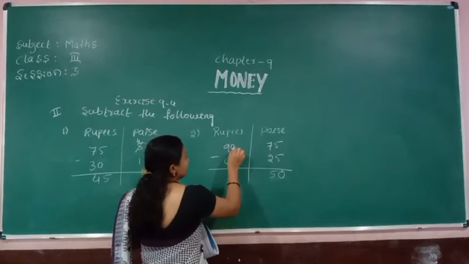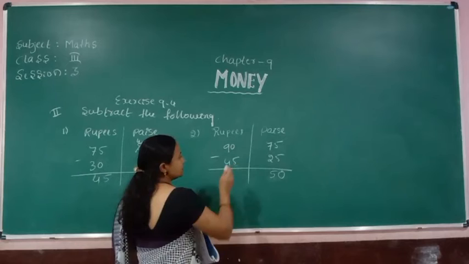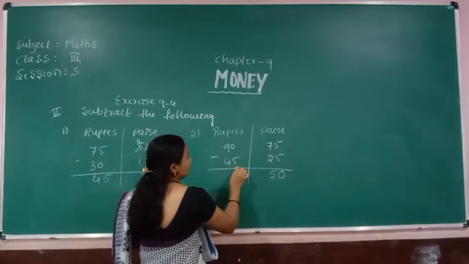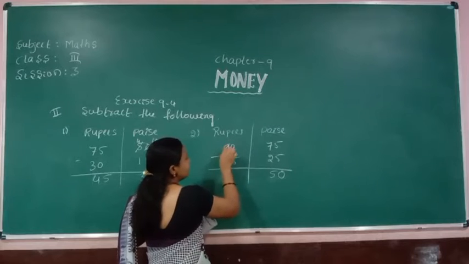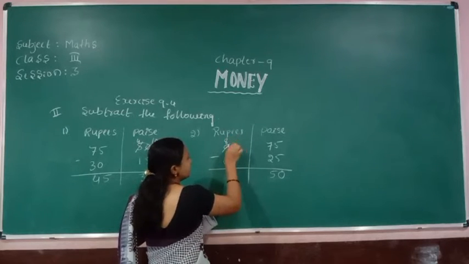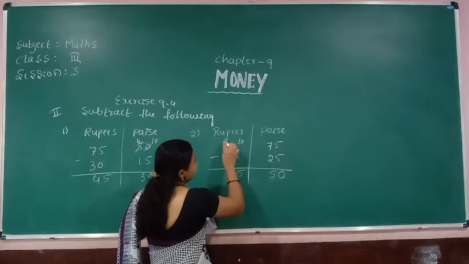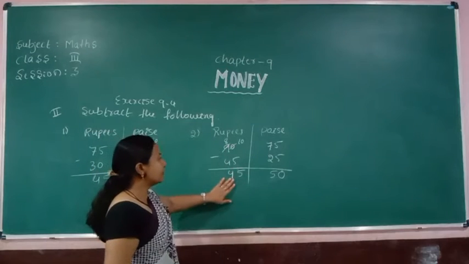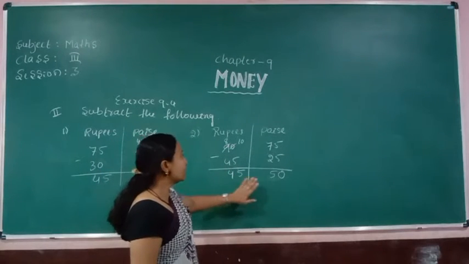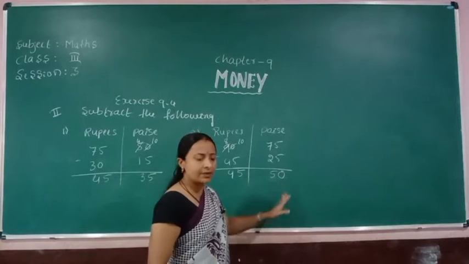Next, here 0 is there, here 5 is there. 5 is bigger than 0, so 5 cannot be subtracted from 0. So what will we do? Here we will take 1 from here, so it will become 8, and this will become 10. 10 minus 5 is 5. 8 minus 4 is 4. The answer is 45 rupees 50 paise. Understood? 45 rupees 50 paise.